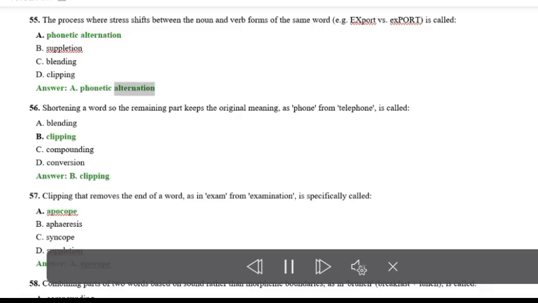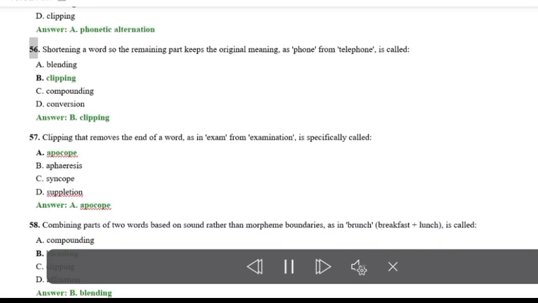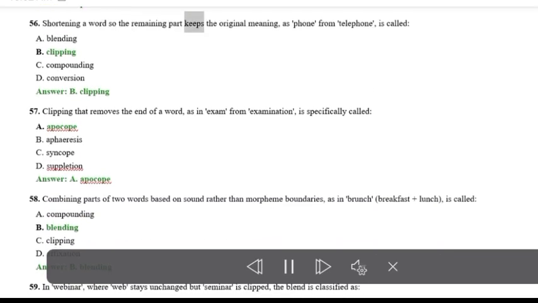56. Shortening a word so the remaining part keeps the original meaning, as phone from telephone, is called A. Blending. B. Clipping. C. Compounding. D. Conversion. Answer, B. Clipping.